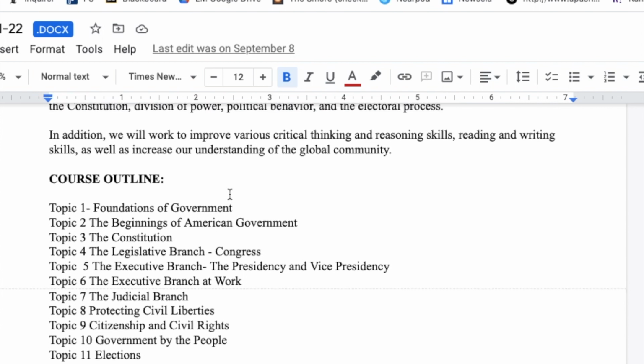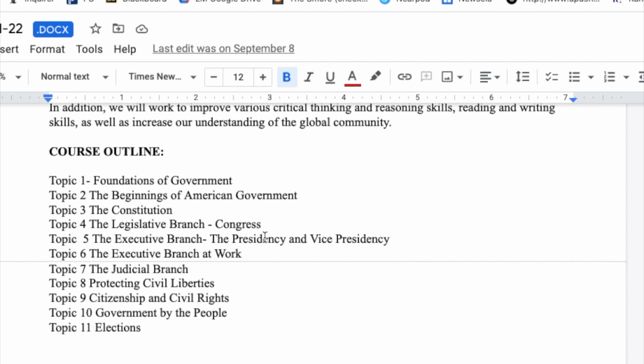So a course outline, what we are going to be studying. These are topics that coincide with chapters in the textbook. So we're going to start with foundations of government, the beginnings of American government, the U.S. Constitution. We'll also take a look at the Articles of Confederation and the Declaration of Independence.